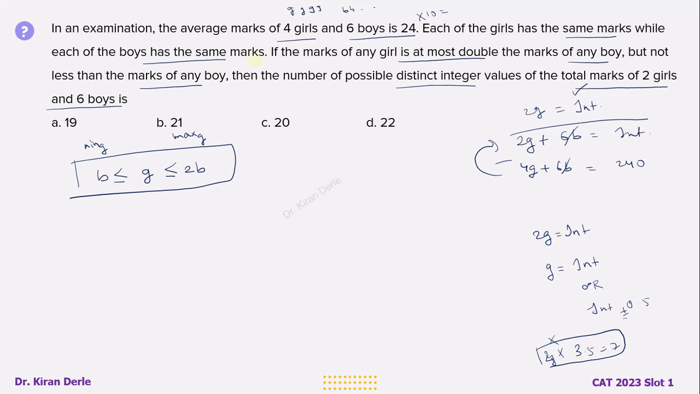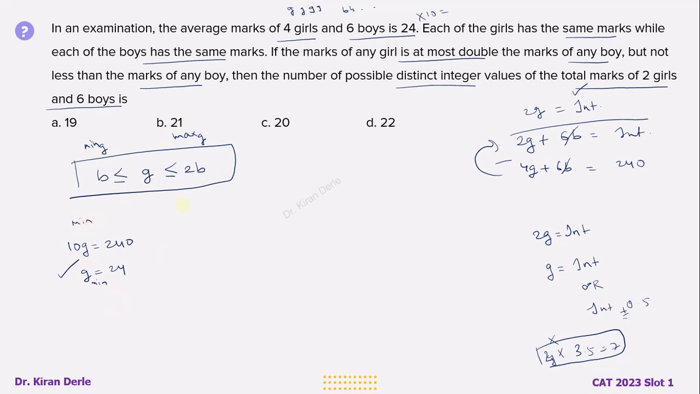Let's have the minimum first. If you consider the minimum value, that is G equal to B, so this will be 10G equal to 240. See, if I consider G equal to B, then all B is also G. So 4G plus 6G will be 10G, and the average is 24, so into 10 is 240. The value of 10G is 240, or G will be 24. So the minimum value of G is 24.